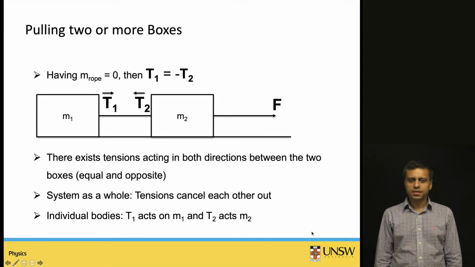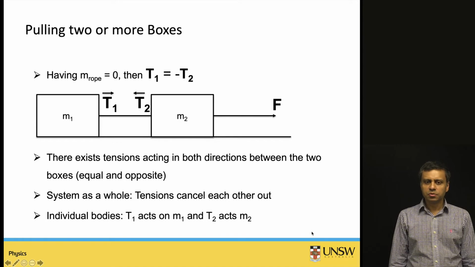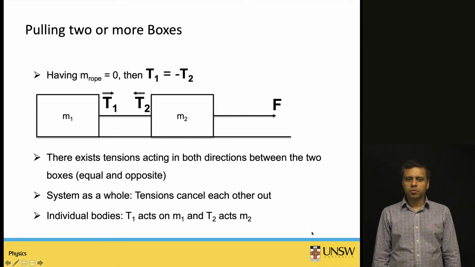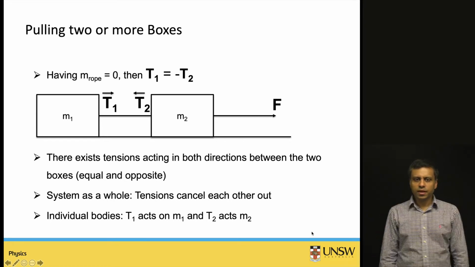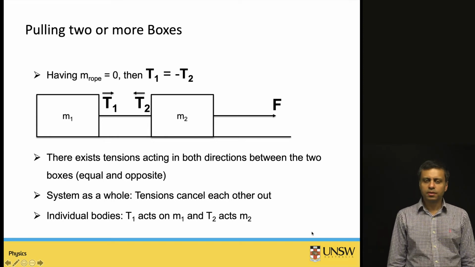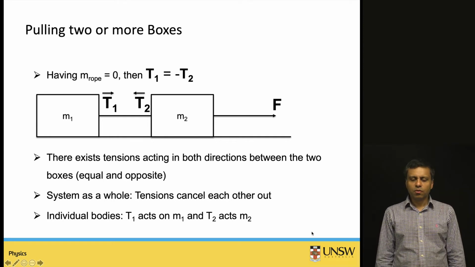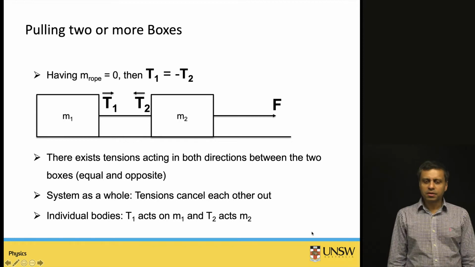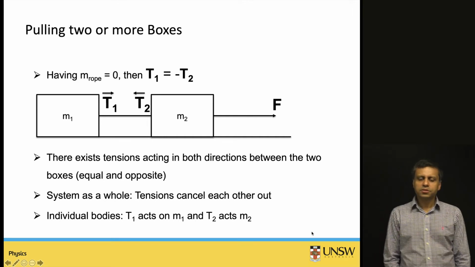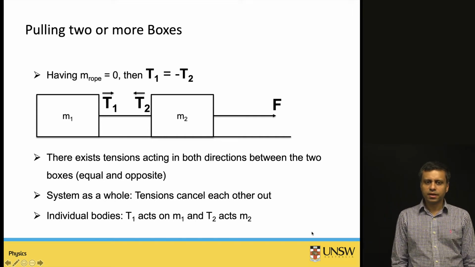So let us look at a slightly more complicated system. We have two masses here, M1 and M2, tied together by a rope and pulled by a force to the right. Let us see what the tension forces are in this problem. Again, we will assume the mass of the rope is 0. What happens is that part of the applied force gets converted into tension forces between the two objects.